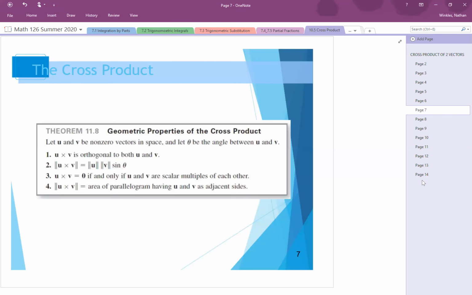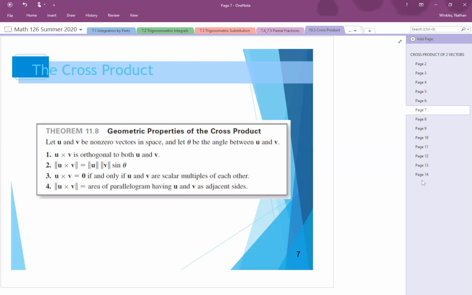So, some geometric properties of the cross product. Let U and V be non-zero vectors in space, and let theta be the angle between U and V. U cross V is orthogonal to both U and V. The magnitude of U cross V is equal to the magnitude of U times the magnitude of V times the sine of theta. Remember, before for the dot product, it was cosine.